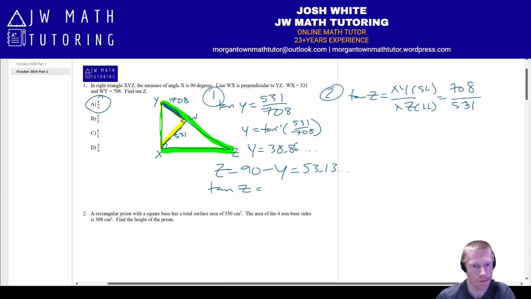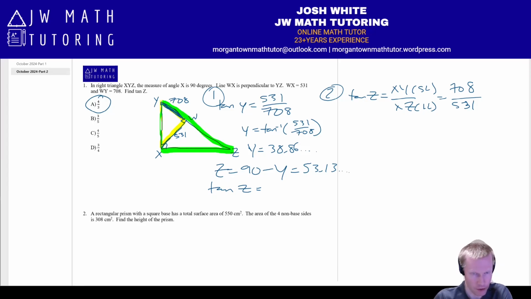So what I'm doing here is, when you have a right triangle and you draw an altitude to the hypotenuse, which is what XW is, it splits the large right triangle into two smaller right triangles. All three of the triangles are similar to each other. Just to show you what I'm doing, we know this angle is 38.86. We found it previously, but I'm just going to use this because that's the actual value. And we know this is 53.13. So this is also 53.13 and this is also 38.86.